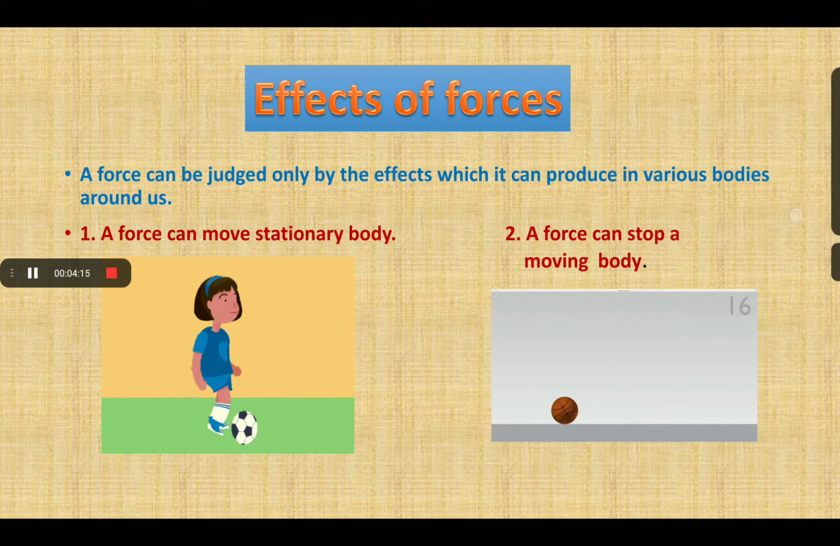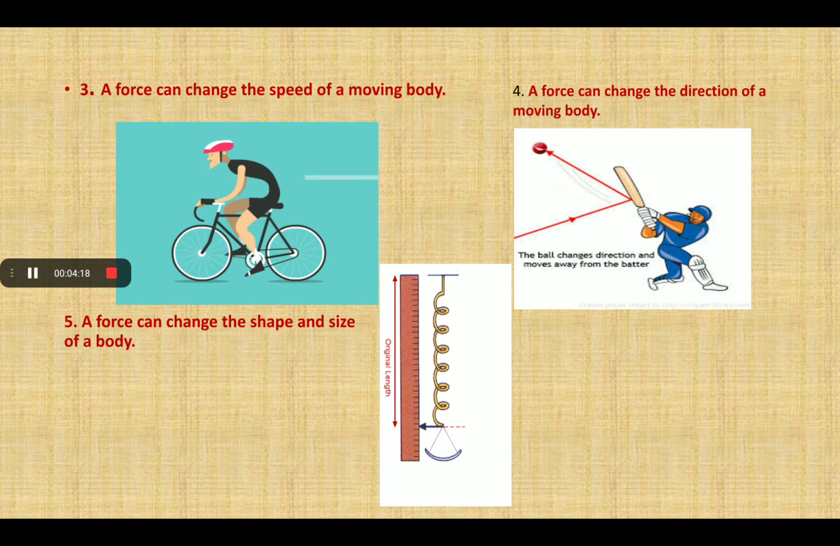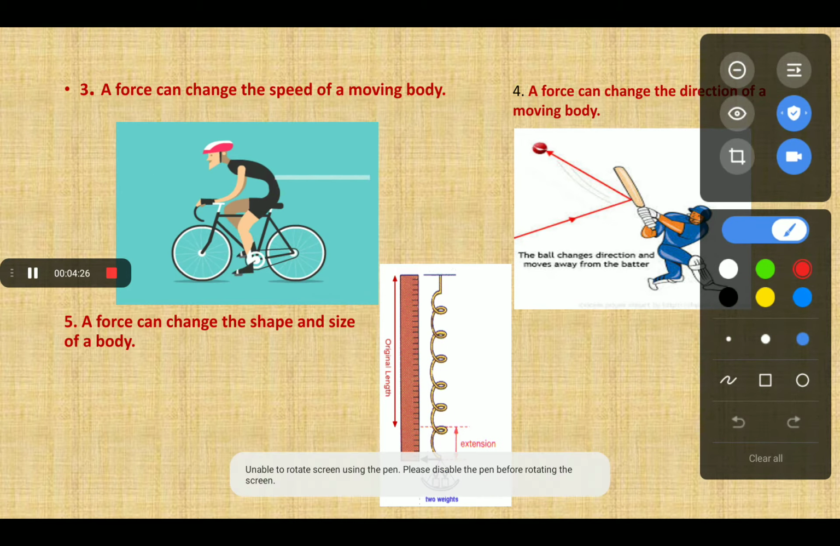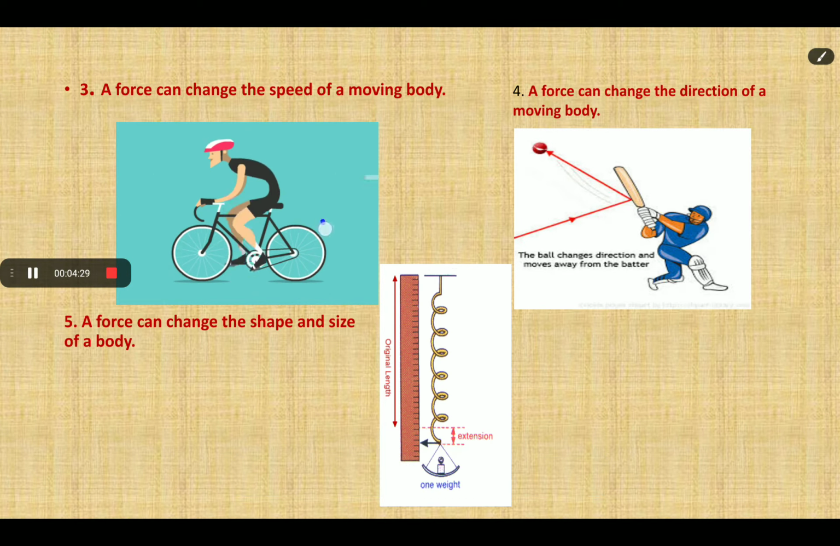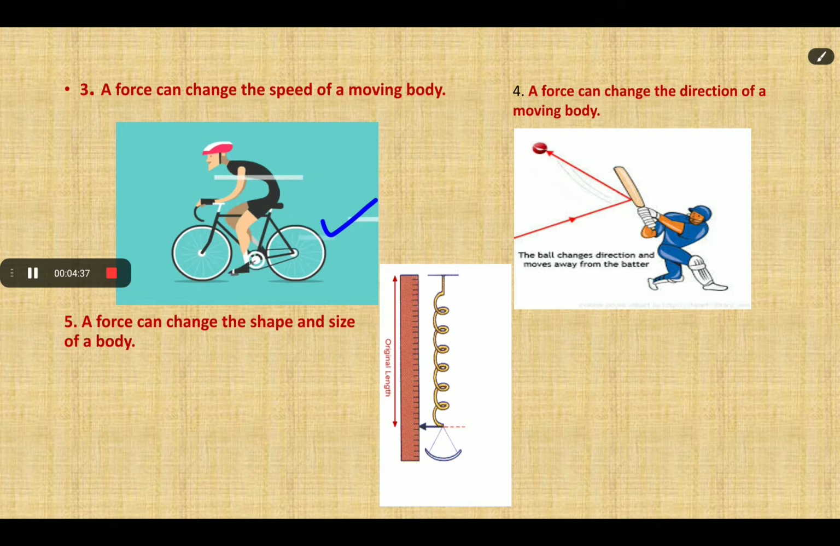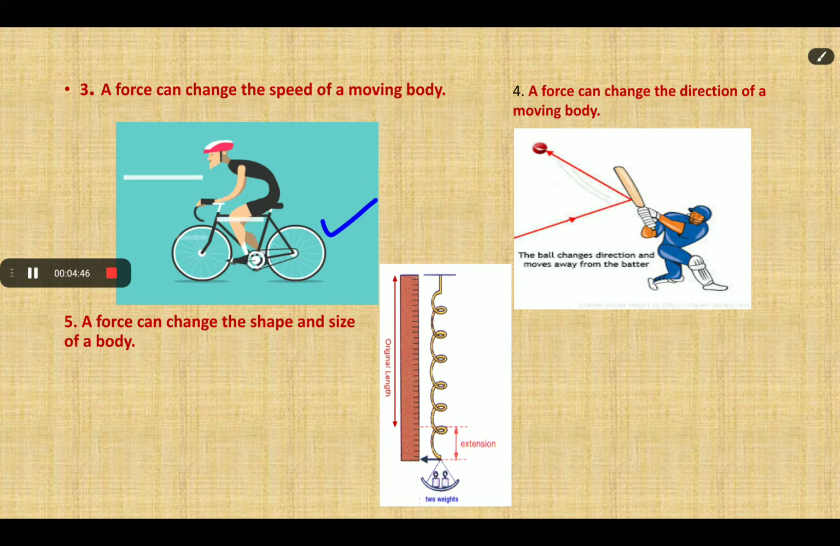Now, the third effect is that a force can change the speed of a moving body. As you can see in the image, if we apply the force, then we can increase the speed of the bicycle, and if we apply the brakes, then we can decrease the speed of the bicycle, so after applying the force, the speed of the moving object can be changed.